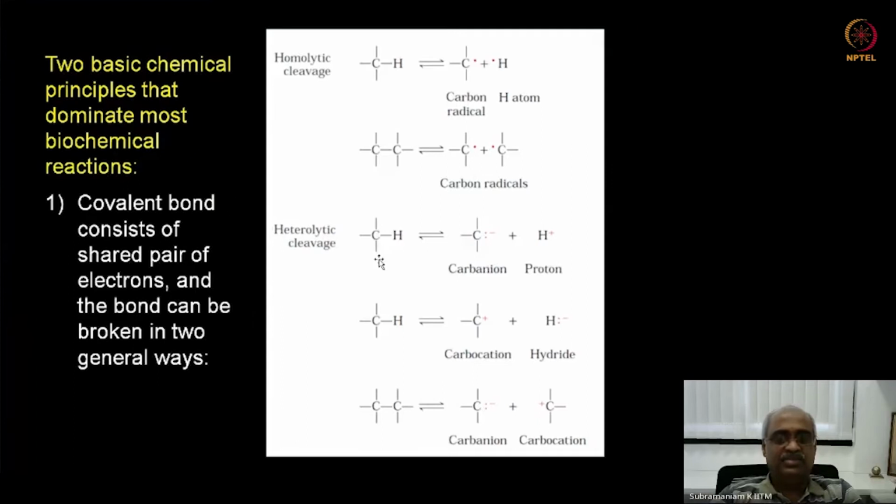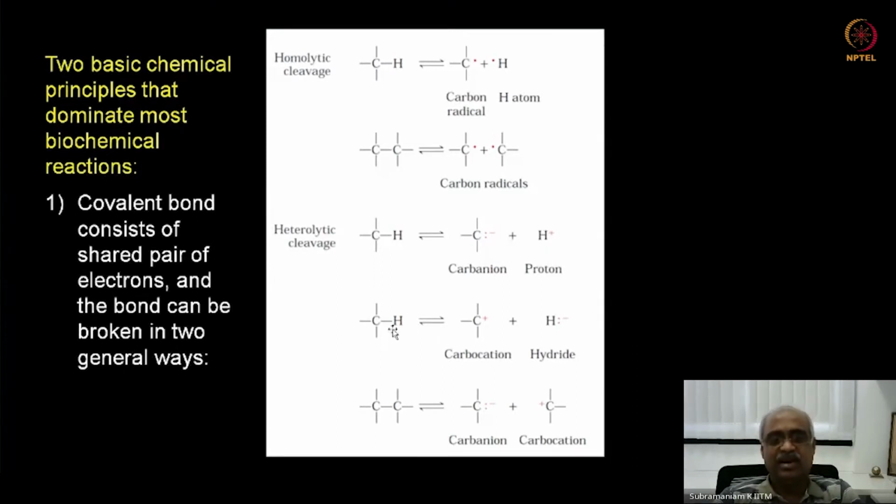Then you have a heterolytic cleavage where one pulls both electrons and the other one loses that shared electron. So in this particular example, you generate a carbanion, meaning this has one extra electron and therefore it is negatively charged. And this lost one electron, and as a result it is positively charged. If it happens to be hydrogen, then it is a proton.